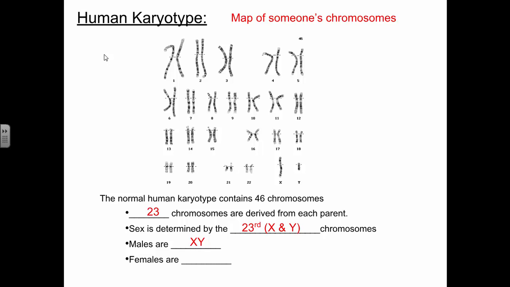You'll notice the X chromosome is pretty long, has lots of genes on it. However, in males, that Y chromosome is a short little tiny chromosome. It doesn't carry much genetic information, actually.